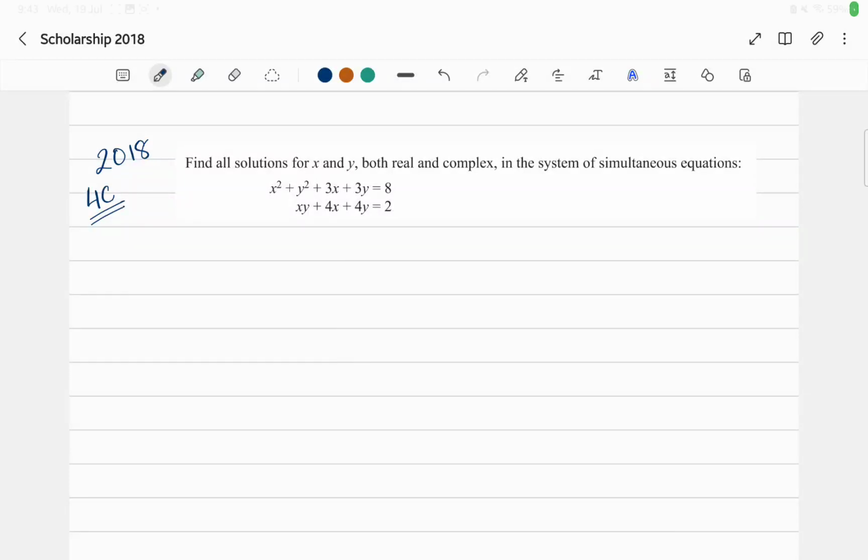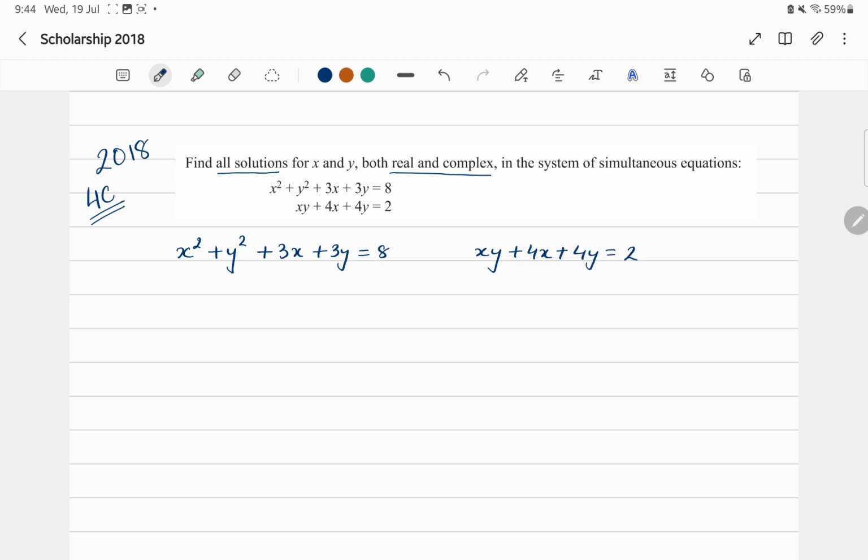Solve this 2018 question from a scholarship calculus exam. Find all solutions of x and y, both real and complex, in the system of simultaneous equations. Here we have two equations. The first one is x squared plus y squared plus 3x plus 3y equals 8. And the other one is xy plus 4x plus 4y equals 2.